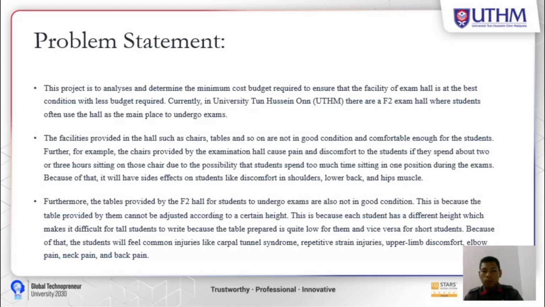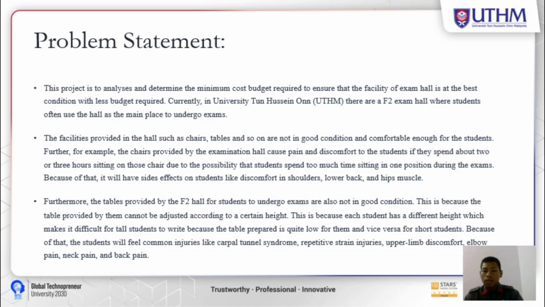The facility provided in the hall, such as chair, table, and so on, are not in good condition and comfortable enough for the student. For example, the chair provided by the examination hall causes pain and discomfort to the student if they spend about 2 or 3 hours sitting on the chair, due to the possibility the student spends too much time sitting in one position during the exam. Because of that, it will have side effects on students like discomfort in shoulder, lower back, and hip muscle.